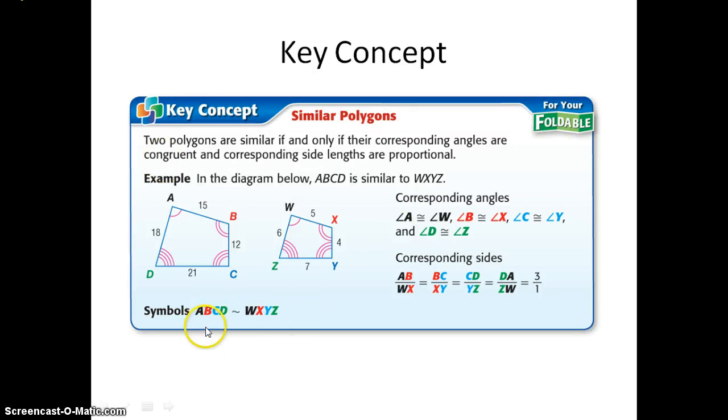Right here, this is a similarity statement. So we are used to writing congruence statements. The difference is that this is the symbol for similar. It's just going to be that little curved line. That means that this figure is similar to that figure.